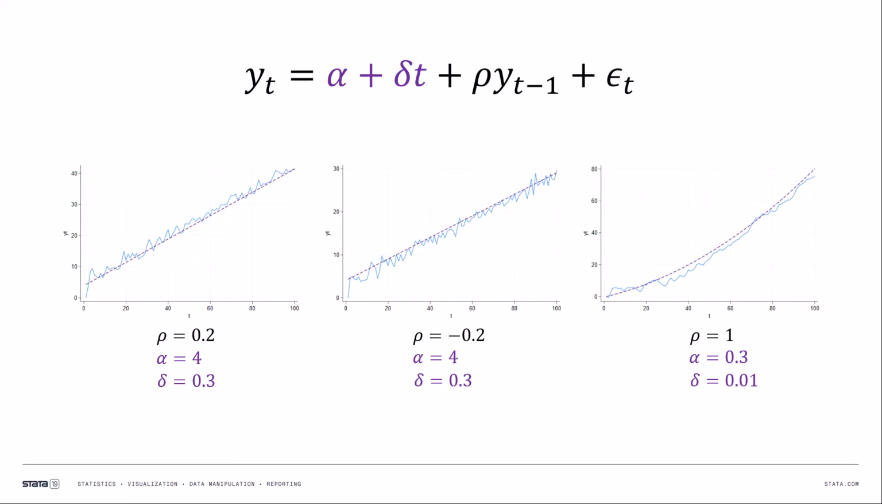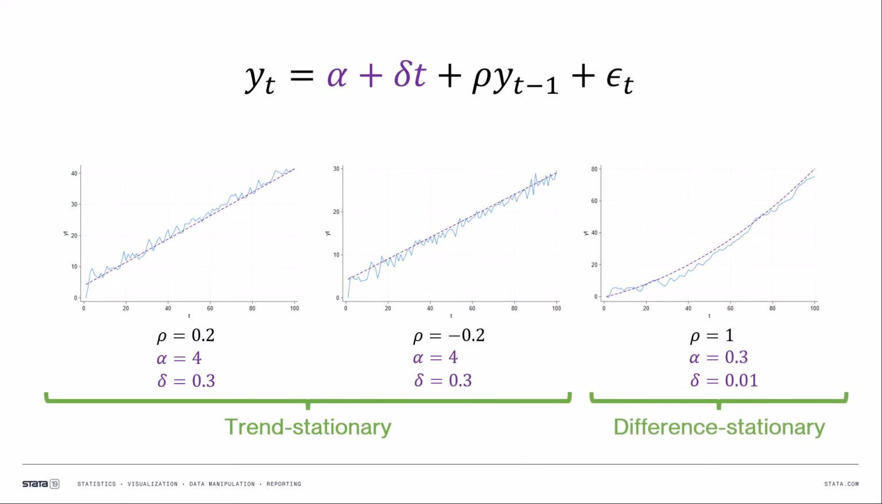Before we move on to our explanation of the tests, notice that the first two series are what we call trend stationary, meaning that the fluctuations around the upward trend we observe are actually a stationary process, whereas the series on the right is difference stationary, which means that even if we were to remove the upward growth by setting alpha and delta to 0, and only look at the fluctuations happening around that growth, we would still have a non-stationary process. We'll come back to this distinction in a moment.